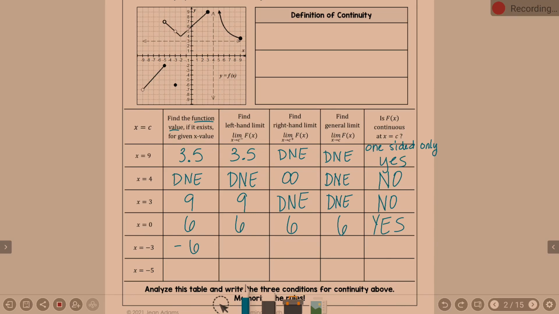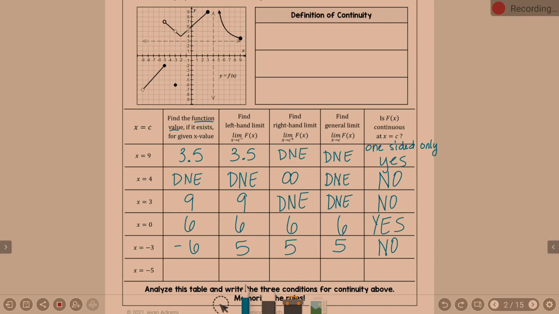Okay? Limit from the left. Limit from the right. General limit. 5, because when we're just talking a limit, it's just the limit from the left and the limit from the right have to match. Continuous. No. And the exception here, limit from the left, limit from the right, so the limit exists, but the function value doesn't exist at that point.